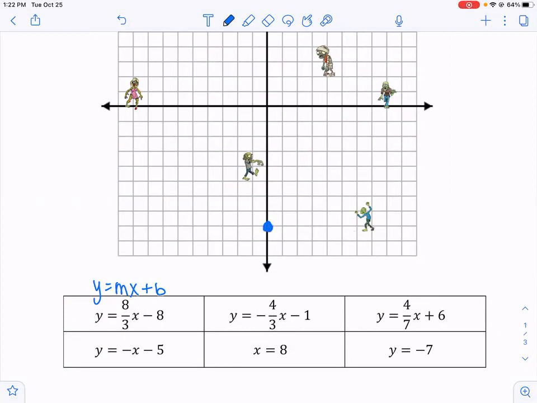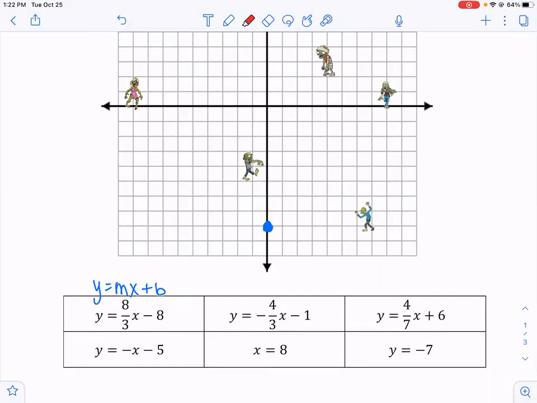Wait, so we went this way 8. I went down 8 because it's my y-intercept, and it was negative 8. Sorry, I was looking at my notes. Where did you go from 8? So from the origin, I went down 8 because my y-intercept is negative 8. Okay, since our b is minus 8, I went down 8 to be on my y-axis.